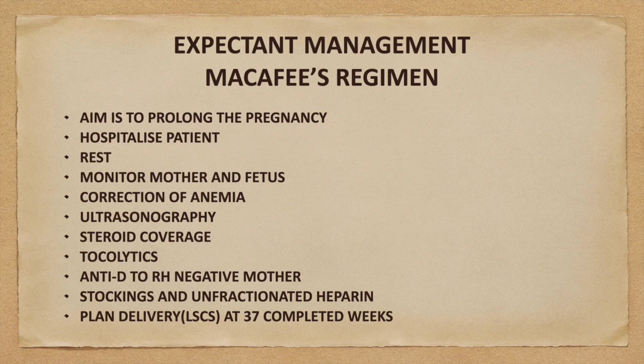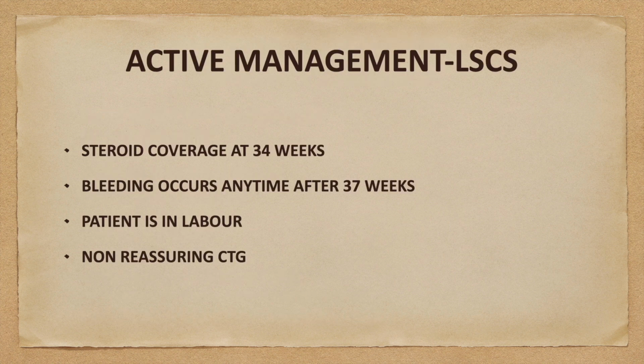Steroid coverage is done in order to promote lung maturity to the baby. Tocolytics is offered to the mother in order to prevent preterm labor. Anti-D is usually given to Rh negative mother. TED stockings and unfractionated heparin to prevent deep vein thrombosis. Plan lower segment cesarean section at 37 completed weeks.